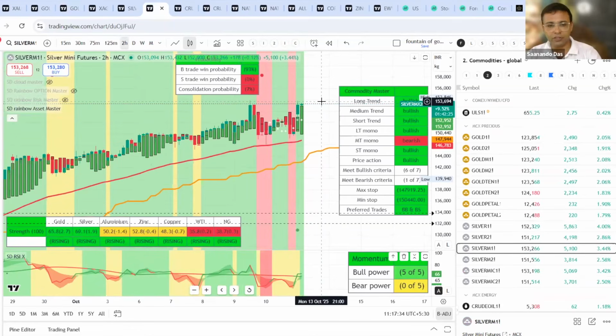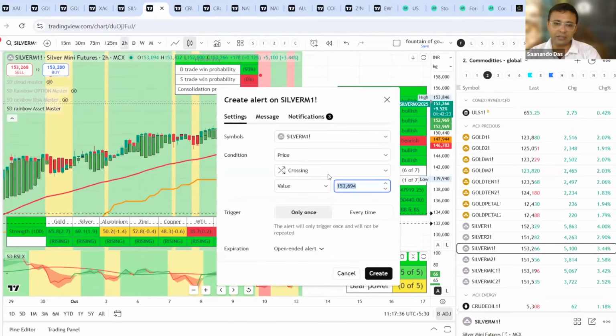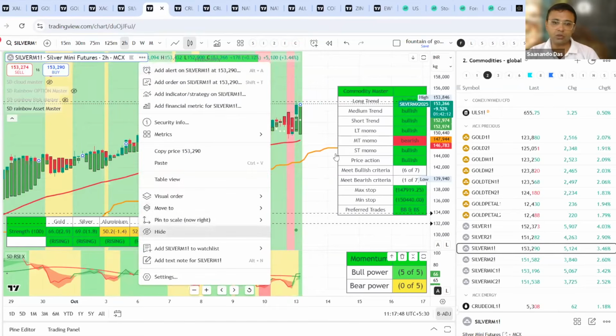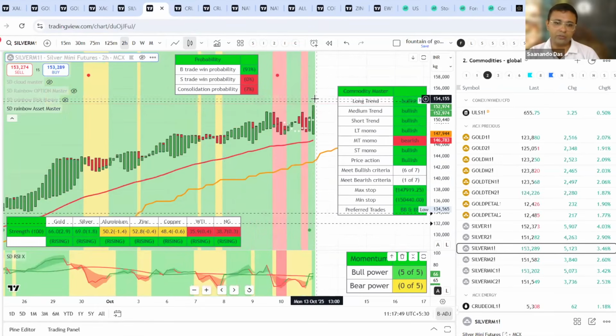आप 153,694 के ऊपर फिर से बुलिश पोजीशन ऐड कर सकते हैं. यू प्लेस एन अलर्ट लाइक दिस, गो टू ट्रेडिंग व्यू जस्ट द वे आई हैव शोन. उस तरीके से अलर्ट लगाइए, फर्दर क्वांटिटी ऐड किया जा सकता है. इट इज सुपर बुलिश silver as well.